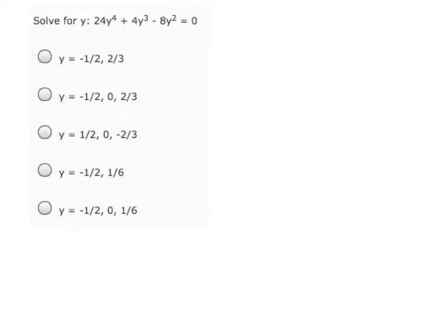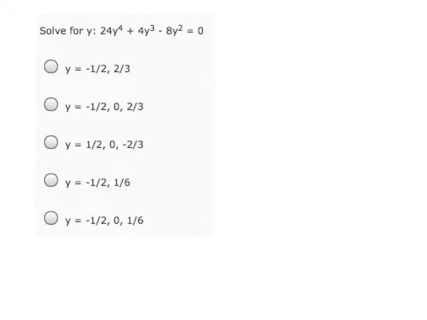In this problem, we are asked to solve for y. To begin, we want to notice that each term on the left-hand side of this equation has a 4y squared in common. So we can factor out a 4y squared, and when we do this, we are left with 6y squared plus y minus 2, and that all equals 0.